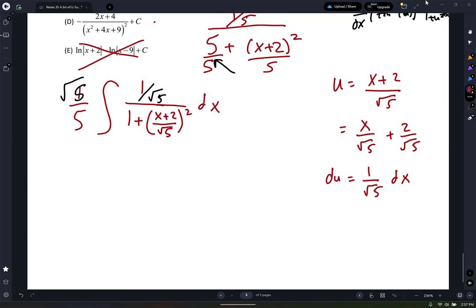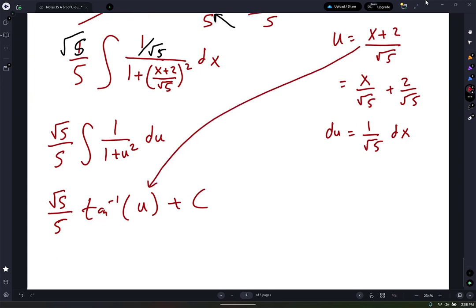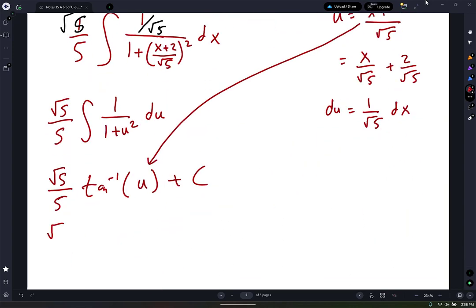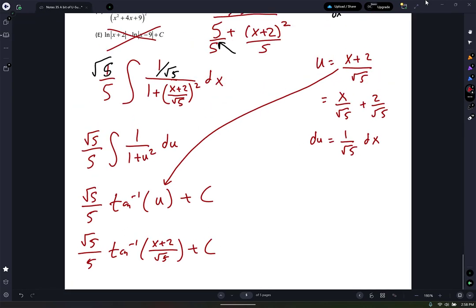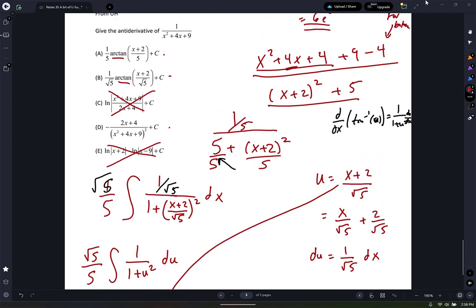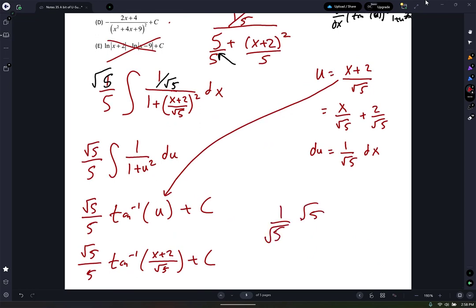All right. Look how much simpler it's going to look. Square root of 5 over 5 integral of 1 over 1 plus u squared du. Is it simple now? What's the antiderivative of that? Arctan of u plus c. What was u? x plus 2 over square root of 5. So the answer is square root of 5 over 5 arctan of x plus 2 over square root of 5 plus c. And then I look for that answer. It's in there. It's letter B. Come on, guys. 1 over square root of 5 is square root of 5 over 5.